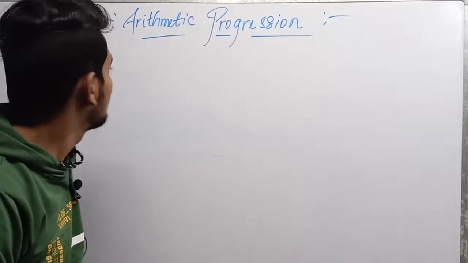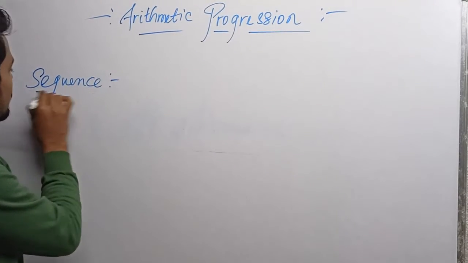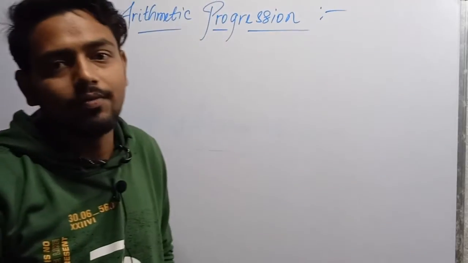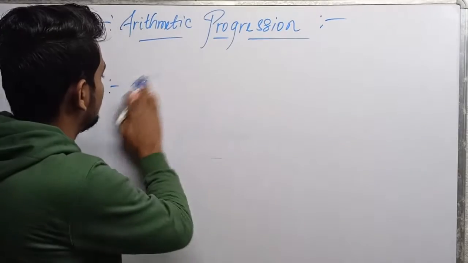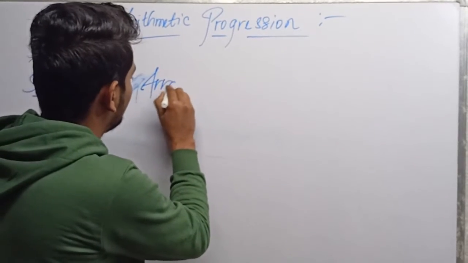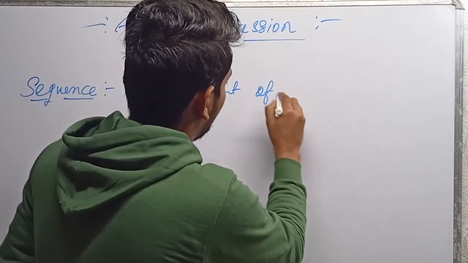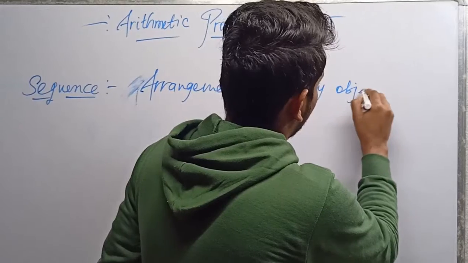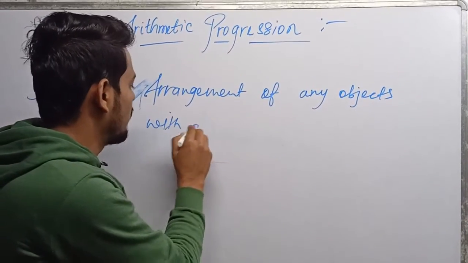So first, what is a sequence? Sequence: it is an arrangement of any objects with a definite order.